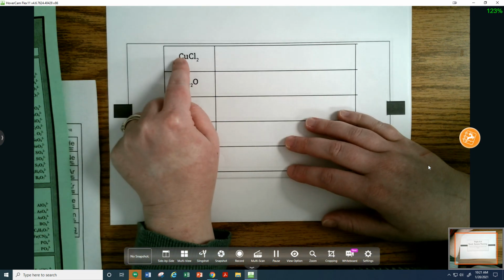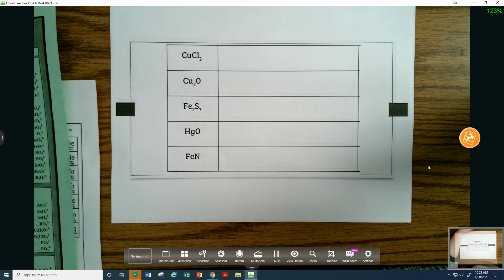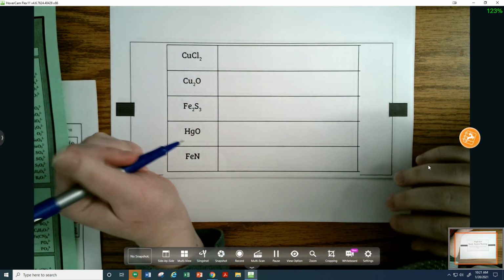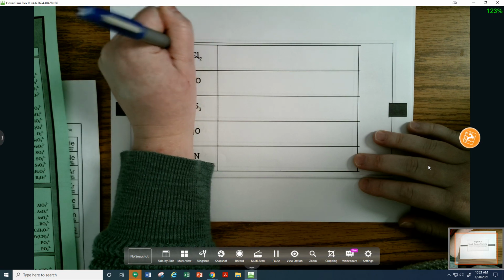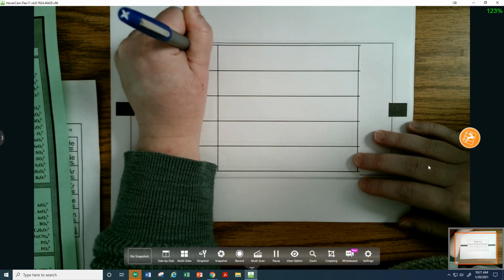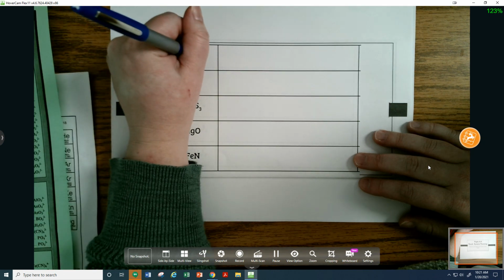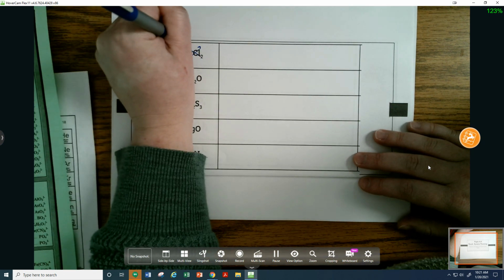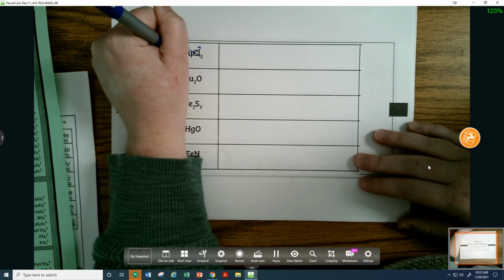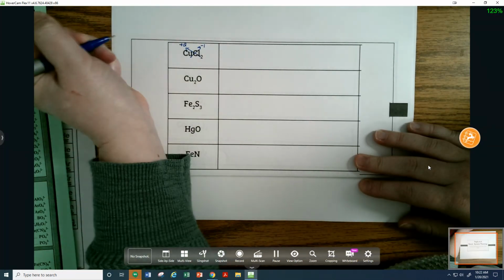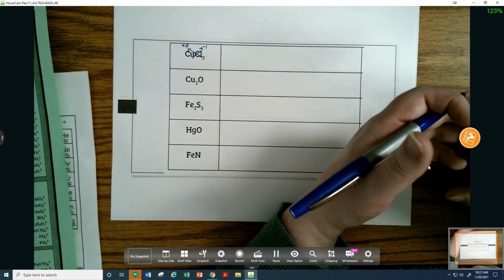So here, the first one we have is CuCl2. The first thing that you do in these is figure out what that charge is. So you cross your subscripts back up, because what we need to do is determine the charge of the cation. So I'm bringing up a +2 to the copper, and I'm bringing up a -1. What we're looking for is, did charges cancel or simplify?